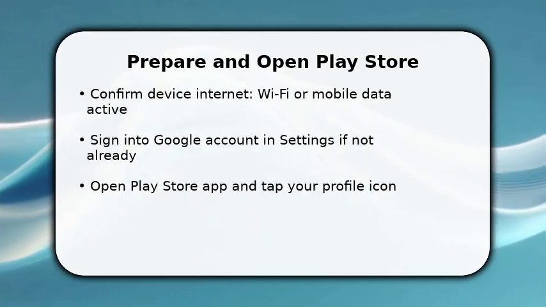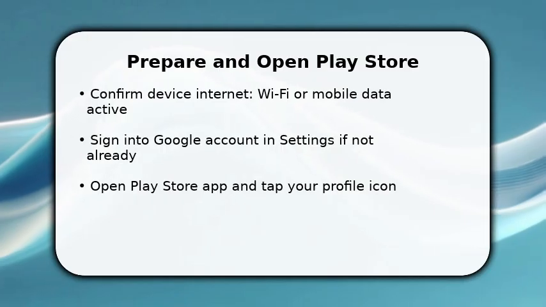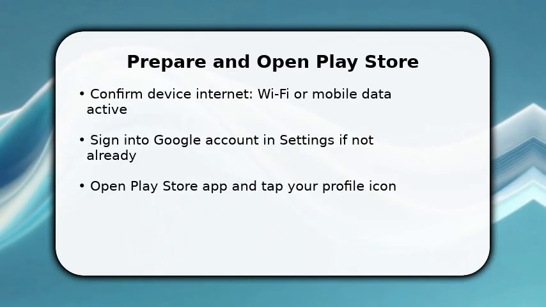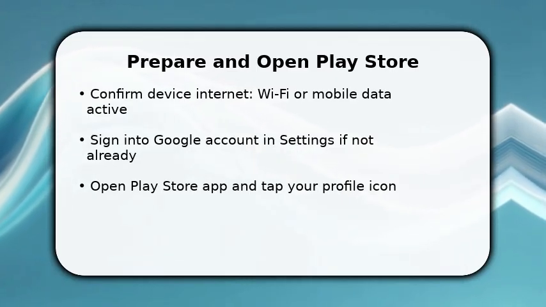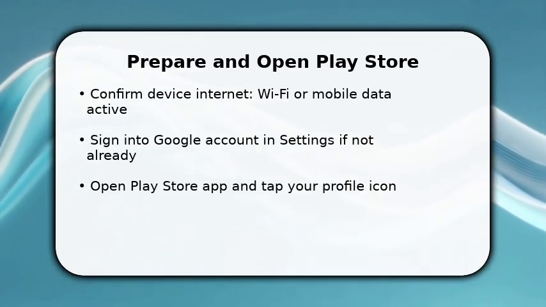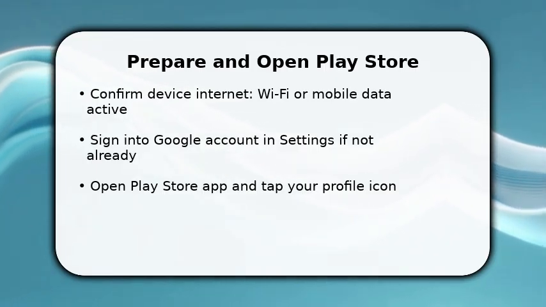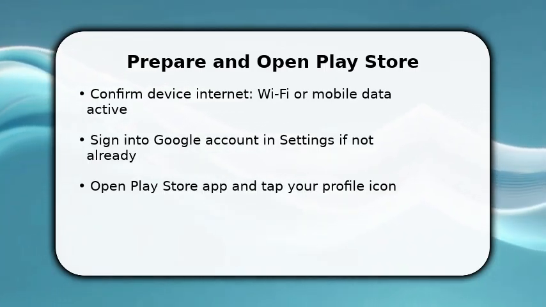You start by confirming connectivity and account access so updates can download. Once connected, sign into the correct Google account and open the Play Store. Tap your profile icon at the top right to reveal options. This gives you access to manage apps and device. Make sure to proceed now to avoid interruptions.